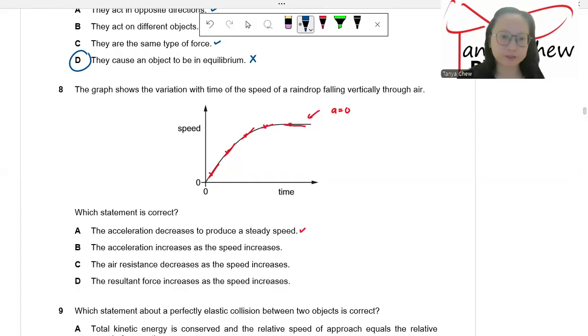B, the acceleration increases. No, the acceleration is decreasing because the steepness of your tangent line is decreasing. C, the air resistance decreases as the speed increases. No, air resistance will follow the speed. When the speed is increasing, the air resistance must increase as well. This was supposed to be increases. B is supposed to be decreases. D, the resultant force increases. The resultant force is actually based on acceleration because the acceleration depends on the resultant force. Resultant force is actually decreasing due to the fact that acceleration is also decreasing, right? Therefore, the answer is A.